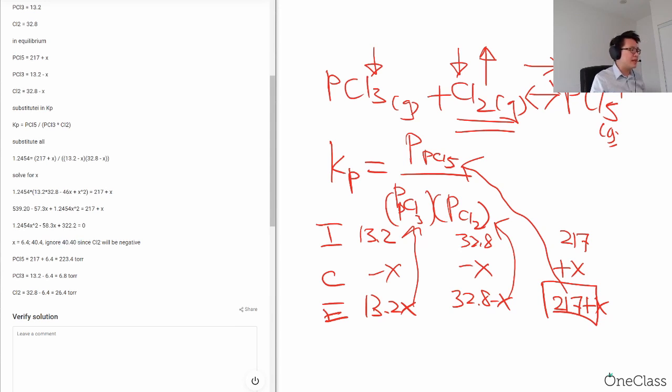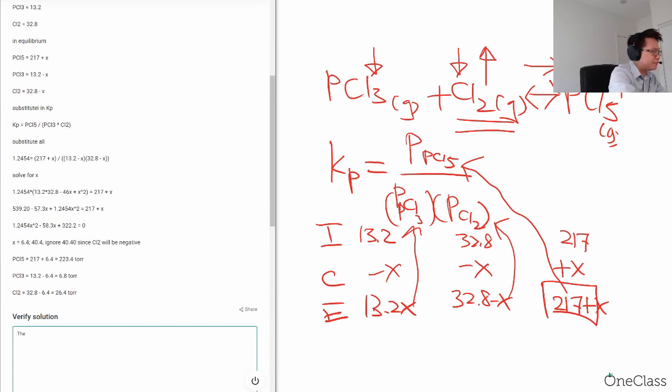In this case, we ignore 40.4, because x cannot be bigger than 30.2. Otherwise we wouldn't have any PCl3 left, which is not reasonable and should not happen. So we choose 6.4 as our answer. Plugging in 6.4 as x, PCl5 will be 217 plus x, PCl3 will be 6.8, and Cl2 will be 26.4.